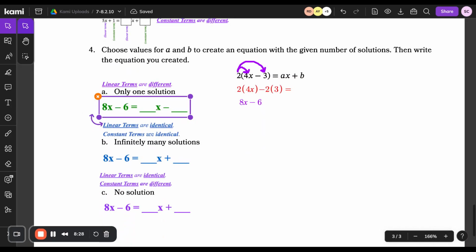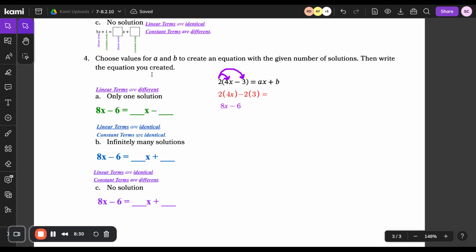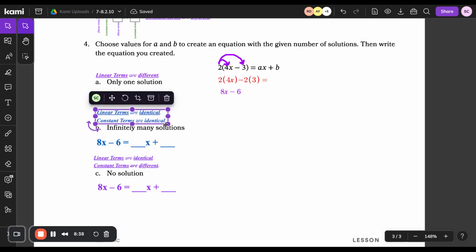And for our last part, for number 4, it says to choose values for a and b to create an equation with the given number of solutions, then write the equation you created. So we are doing the exact same thing with number 4. You're going to create an example where you have only one solution, create an example where you have infinitely many solutions, and then create an example where you have no solution.